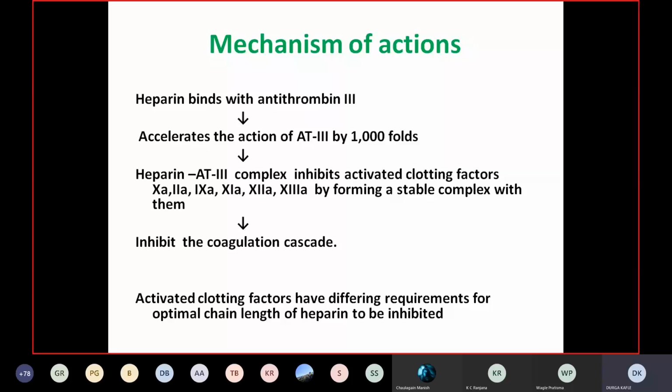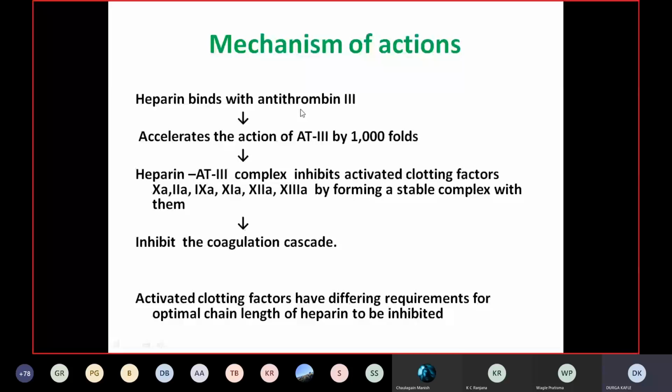Now let's see the mechanism of action of heparin. All of you know what antithrombin III is. It is a natural anticoagulant, so even without heparin it shows an anticoagulant effect, within the physiological limit. It inactivates the activated clotting factors like factor II, factor X, factor XI, factor XII and factor XIII, thereby inhibiting the coagulation cascade. This is the natural phenomenon. But when you add heparin, it accelerates the action of antithrombin III by 1000-fold. You can see here, the action of this antithrombin is enhanced 1000-fold.